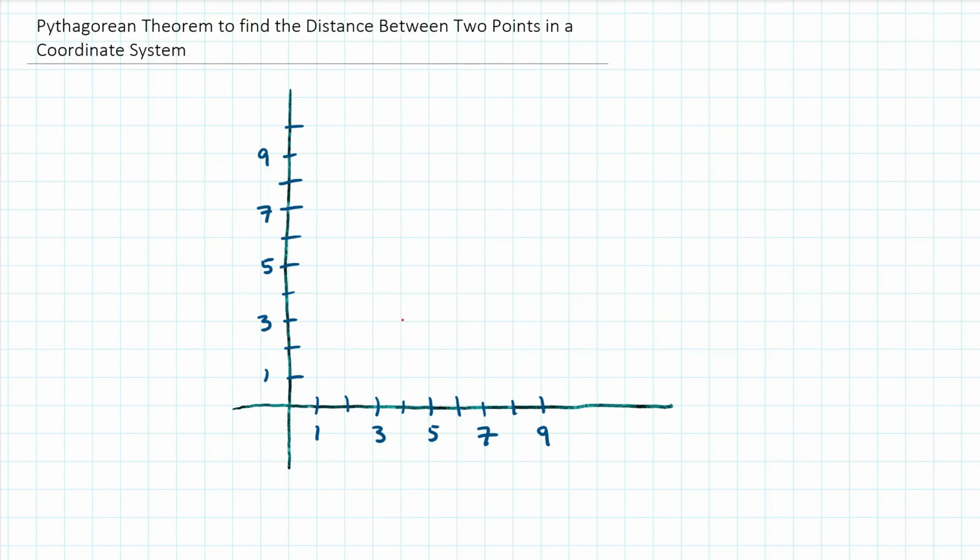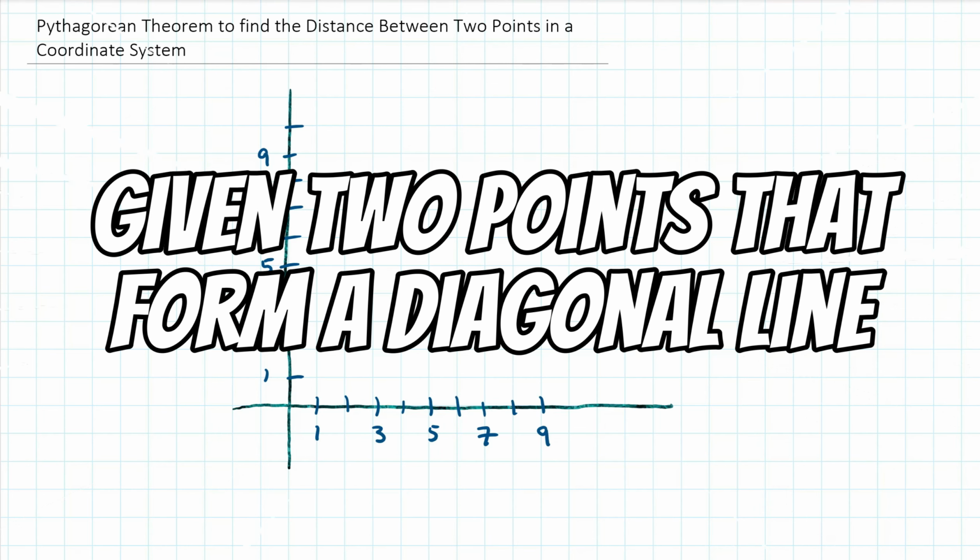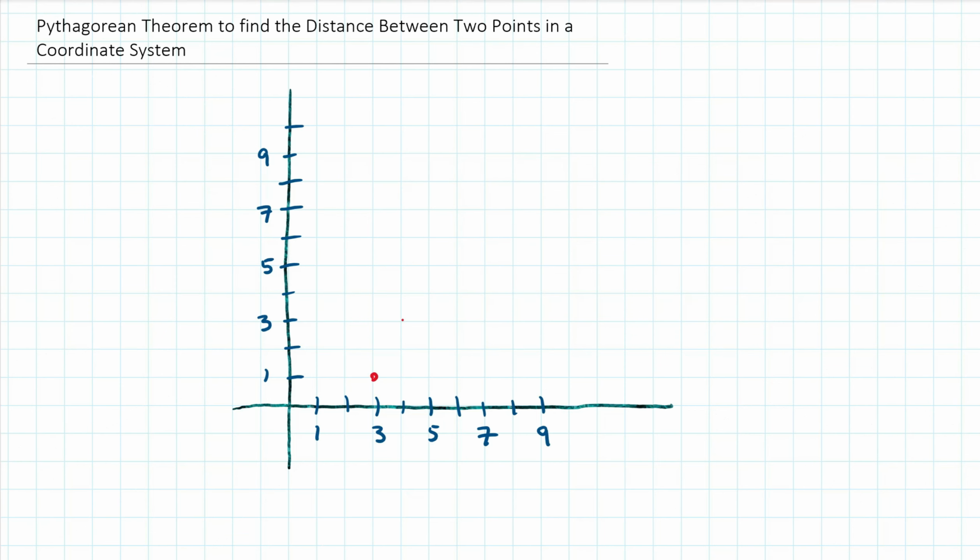Hey everyone, in this mini lecture we're going to find the distance between 2 points in a coordinate system. So the 2 points for us will be (3, 1). So I'll go ahead and draw that point. (3, 1) is right there, 3 in the x direction, 1 in the y direction.